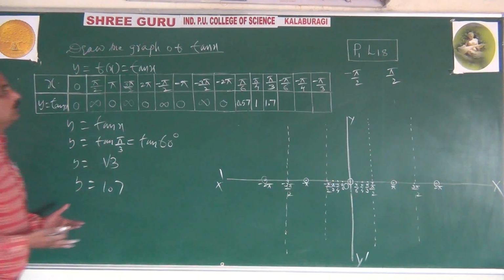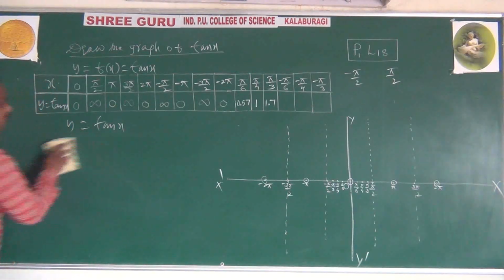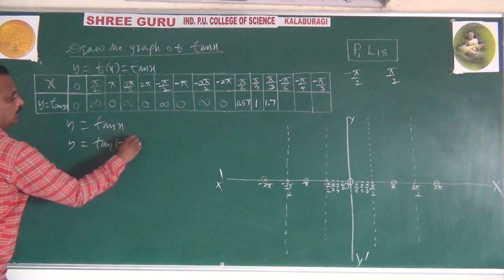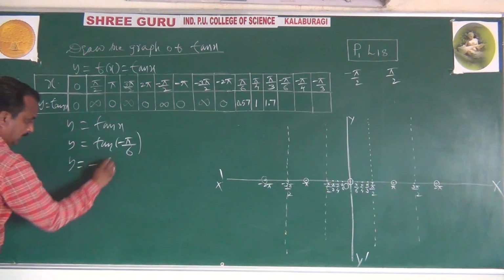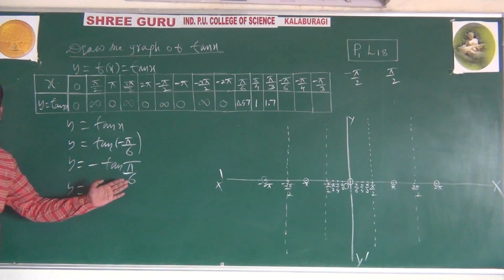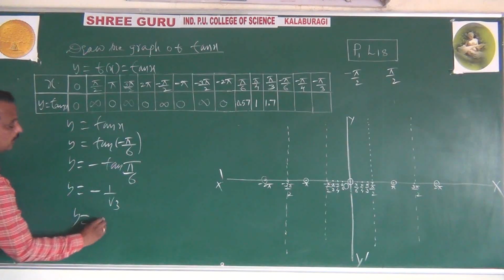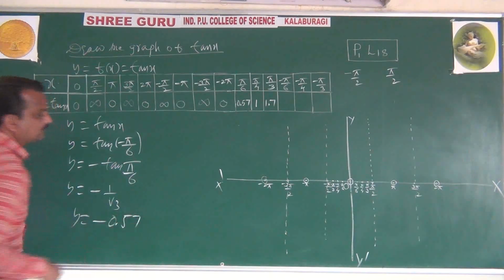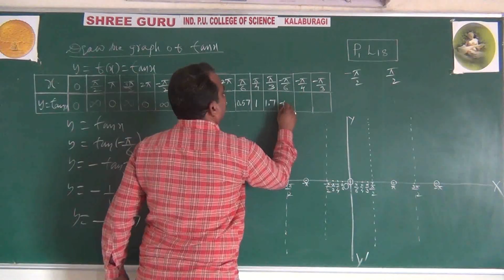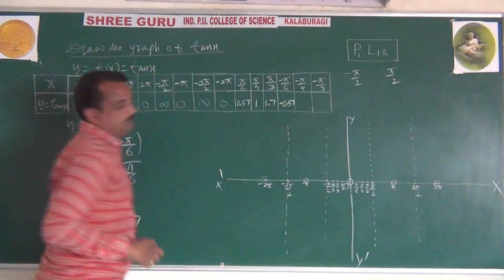The next, minus, the same type of negative values to accept. Minus pi by 6, negative values. Tan of minus theta is minus tan theta. Minus of tan pi by 6. You know, just 30 degree. What is tan 30 degree? 1 by root 3. This you have calculated already. It is with minus of 0.577, or just take 0.57.